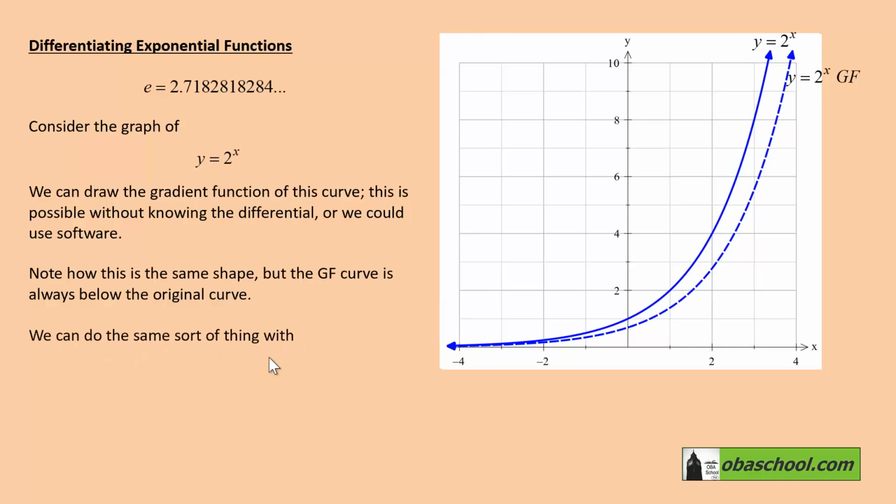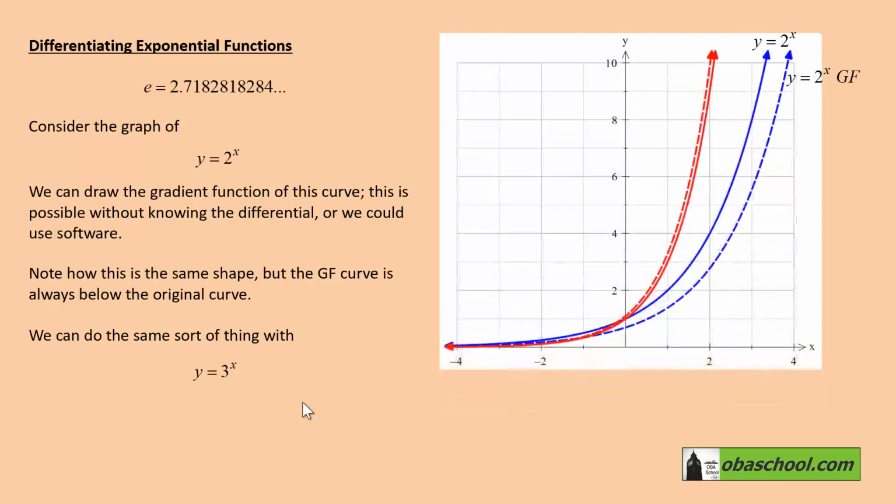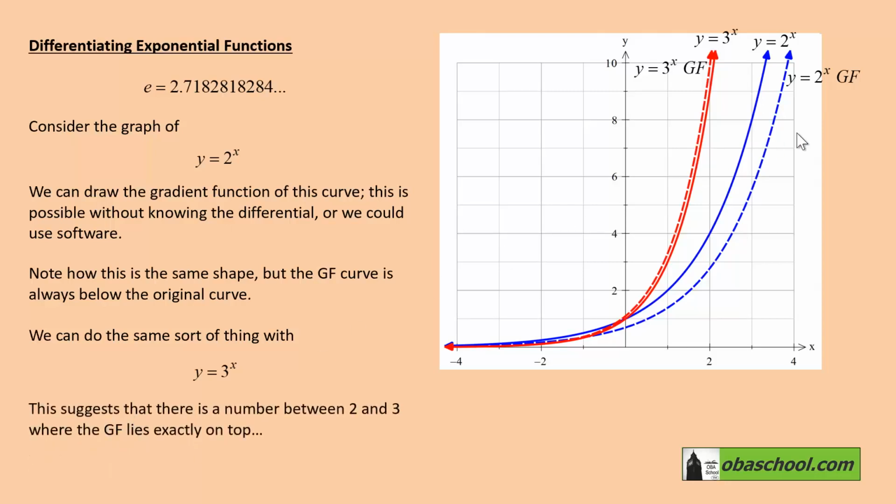We can do the same sort of thing with y equals 3 to the x. So here is y equals 3 to the x, and we've also got its gradient function. This suggests, because the gradient function with 3 to the x is just above, that there's a number between 2 and 3 where the gradient function lies exactly on top. And you could probably guess which number that is.